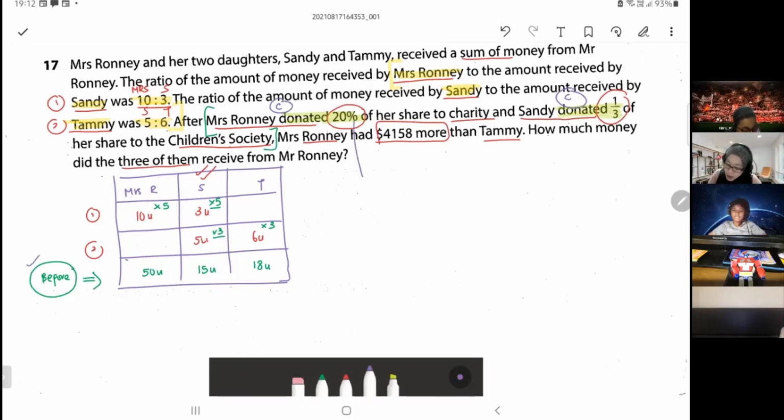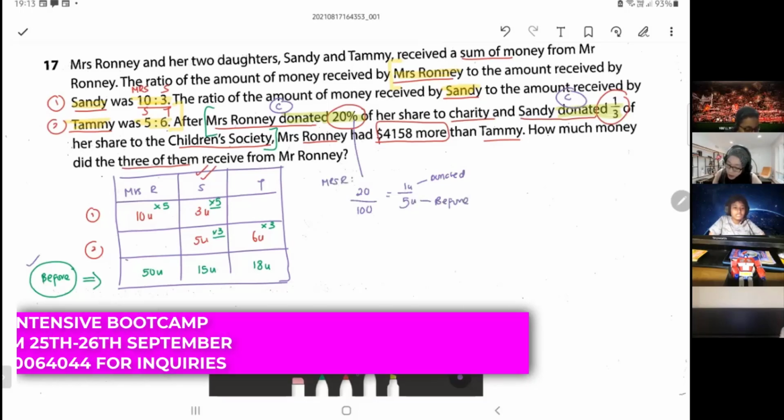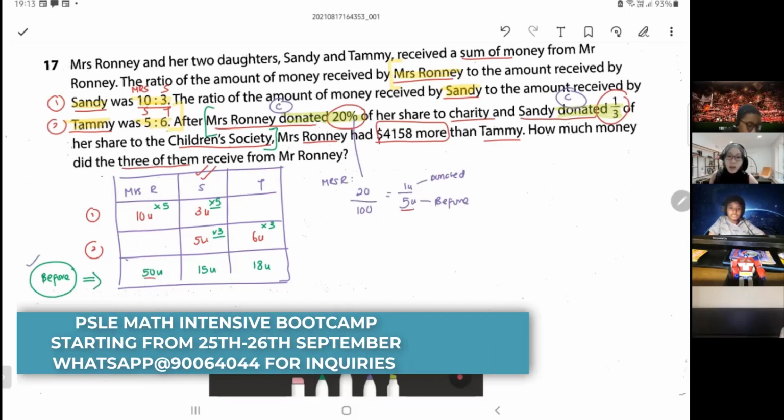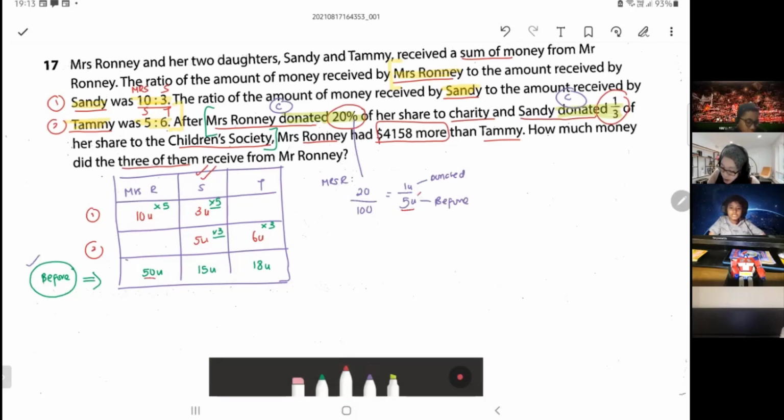So 20% means 20 over 100 equals 1/5. Units. This is donated. This is before. Whose before is this? Mrs. Rooney. Now let's look at Mrs. Rooney before here. 50 units, here 5 units. Same or not? Not the same. So here times 10, here times 10 equals, now it is 50 units, right? The top one is 10 units, means she donated 10 units.